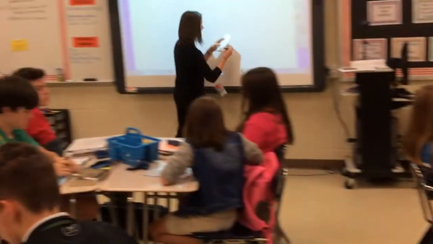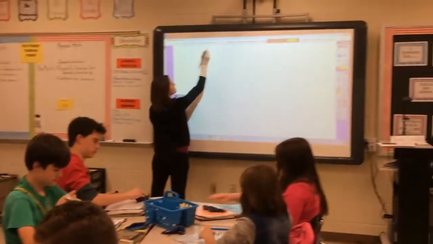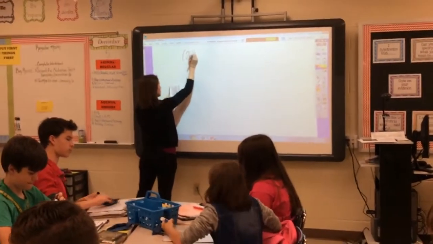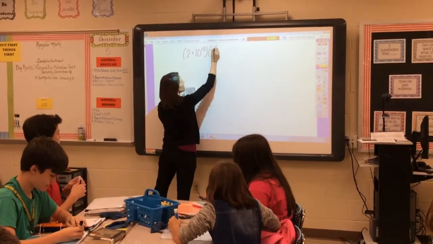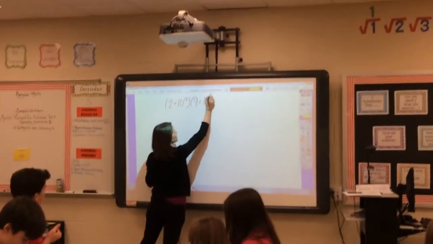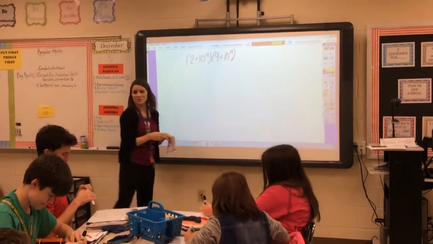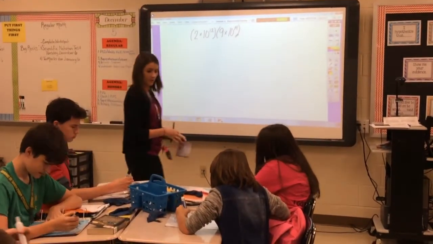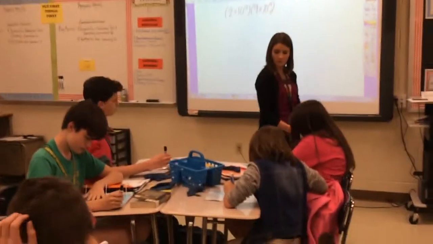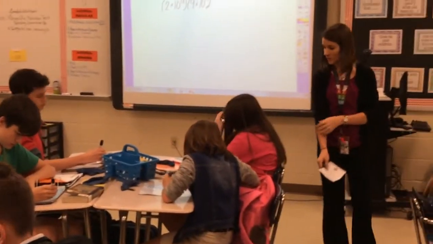Okay, let's try a multiplication one. So let's look at 2 times 10 to the 12th power times 9 times 10 to the 14th power. And again, think of what you learned previously about what to do with exponents when you're multiplying.